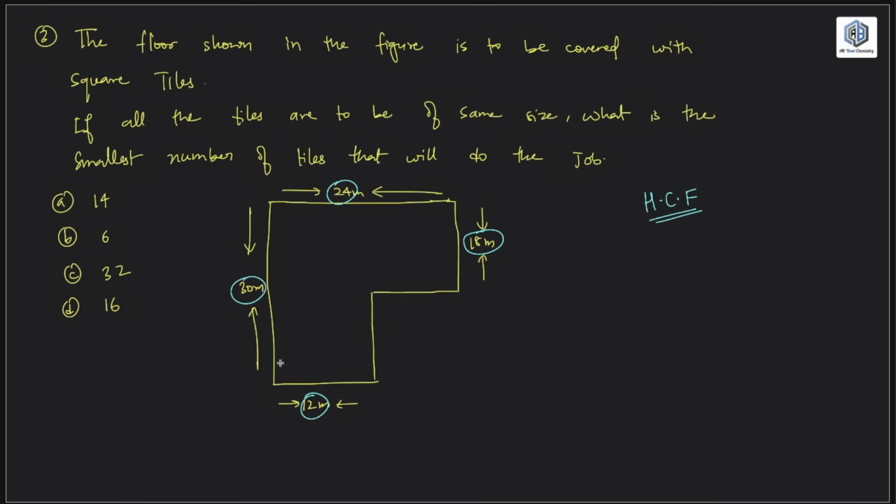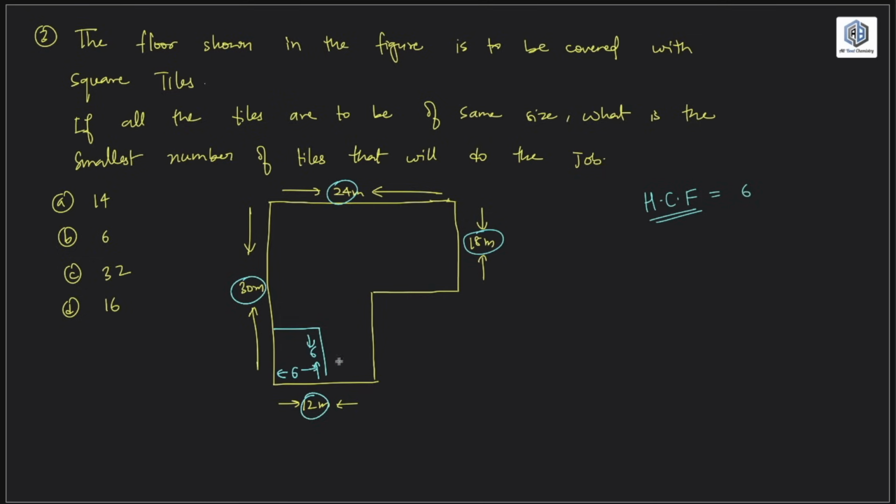So 12, 18, 24 and 30, these all can be divided by 3 also, and all of them can be divided by 6 also. Now 6 is a bigger number, so that's why the HCF will be 6 over here. So the square tiles which we will be using are going to have 6 meter length. It should have 6 meter of size.